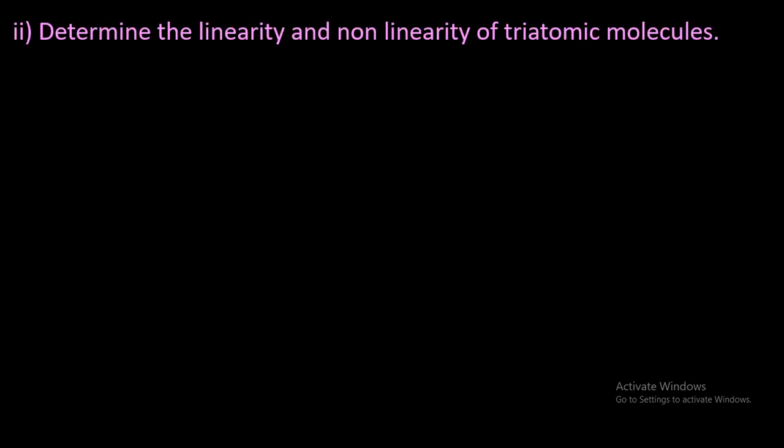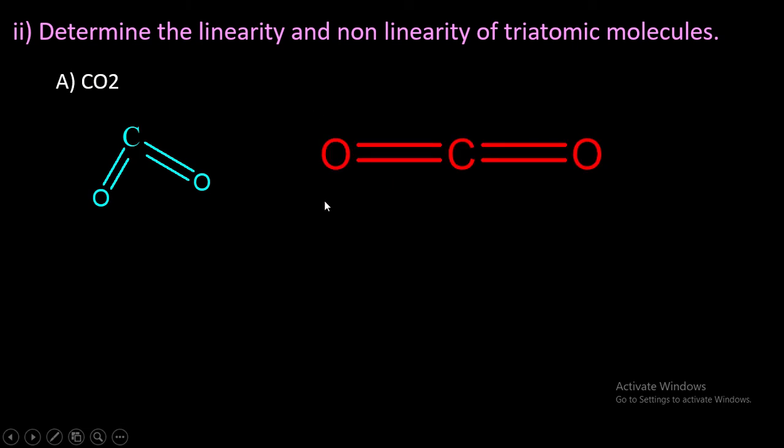Now, determine the linearity and non-linearity of triatomic molecules. Friends, triatomic molecules means molecules containing 3 atoms, which may be similar or different. Consider the first example, the carbon dioxide molecule. There are two possible geometries: one is non-linear geometry, the other is linear geometry. The dipole moment of the carbon dioxide molecule is 0. Therefore, this molecule has a center of symmetry, and a center of symmetry is possible only in linear geometry. Therefore, the structure of the carbon dioxide molecule is linear.